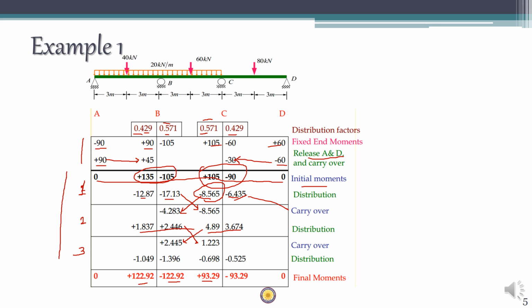You can note that these values are the same as those values obtained earlier. So you can find the other moment values, draw the bending moment diagram and find out the reactions. So that's it for today's lecture. Thank you.